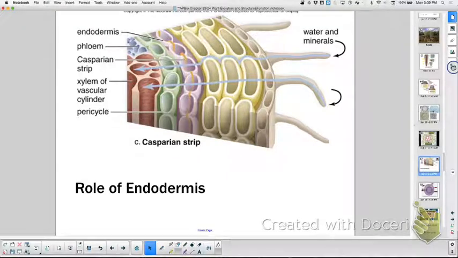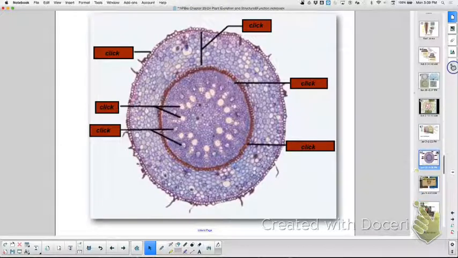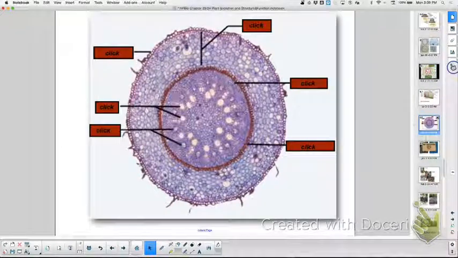This is a review of the apoplast and the symplast. The Casparian strips around the endodermal walls prevent water from moving any more between the cells, which is called the apoplast, and it forces it to be regulated through the symplast. Good, good. That just labels those things.